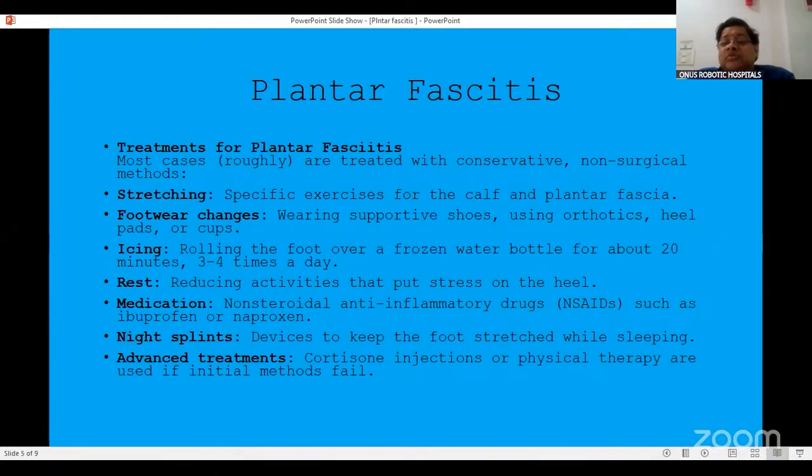So when it comes to the diagnosis, the first thing is we have to take an X-ray of the heel in lateral position. What do we see on heel X-ray? You will usually see a spur in the calcaneum.